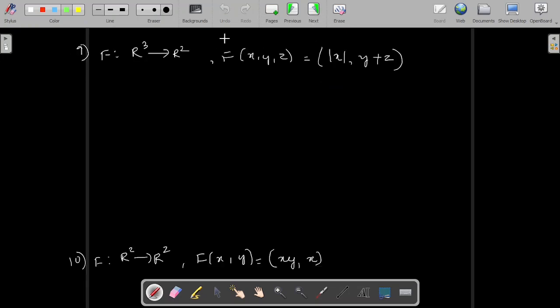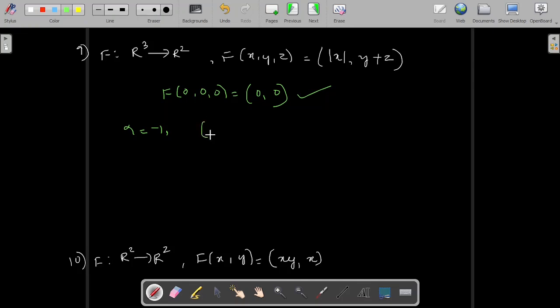Now take the ninth example here. F of (0, 0, 0) goes to (0, 0). This is satisfied. Next, see, there is a modulus function. So you can always go with the scalar multiplication. Take particular values for alpha, take negative values, because modulus of negative also becomes positive. So there is a chance of this transformation not becoming a linear transformation.